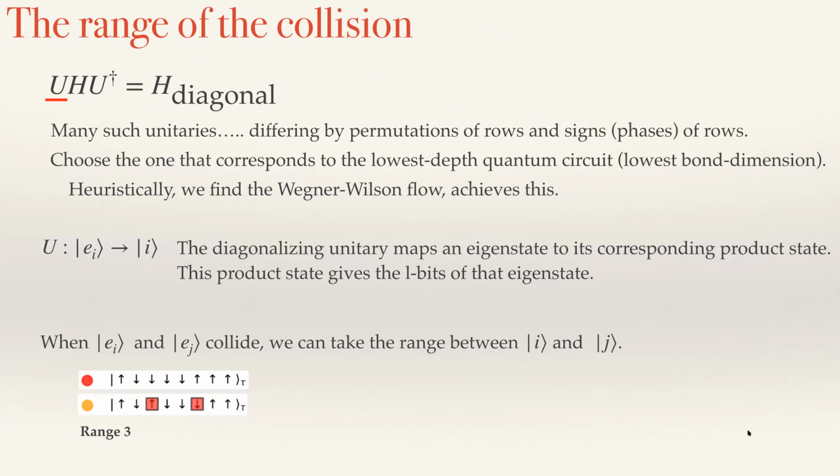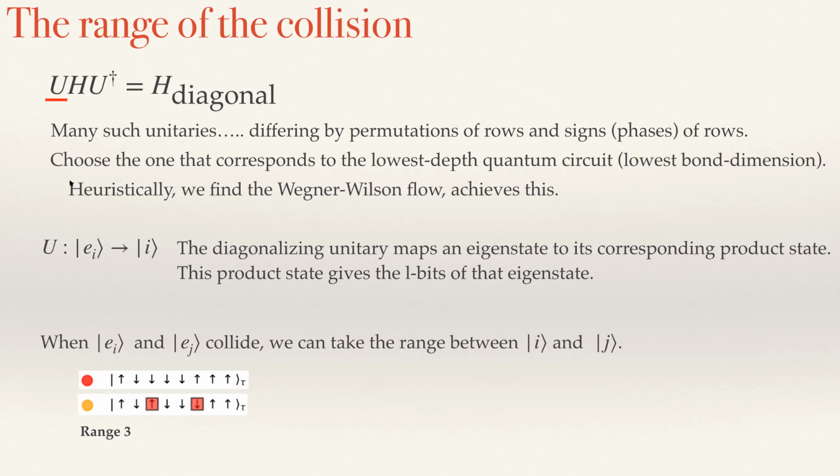Okay, so let me say that in a slightly different way. We know there's some unitary that diagonalizes the Hamiltonian. That's a short quantum circuit in the MBL phase. There are actually many such unitaries because they differ by permutations of rows and columns. They differ by the signs. These all give unitaries that diagonalize the Hamiltonian. We want to choose the one that corresponds to the lowest depth quantum circuit, lowest bond dimension MPO. And heuristically, we find that the Wegner-Wilson flow achieves this.